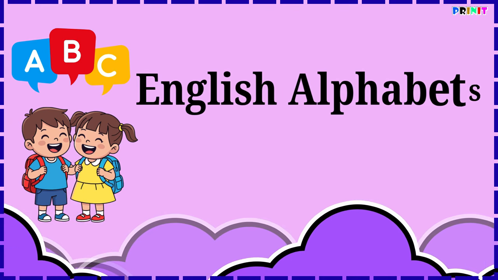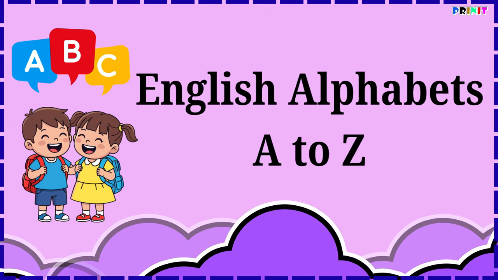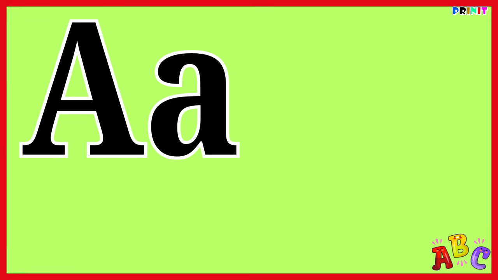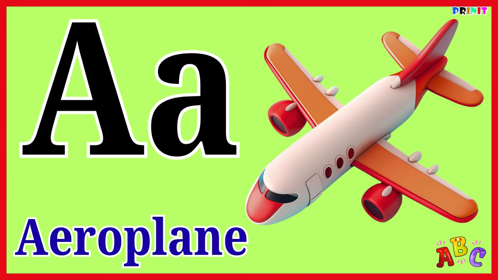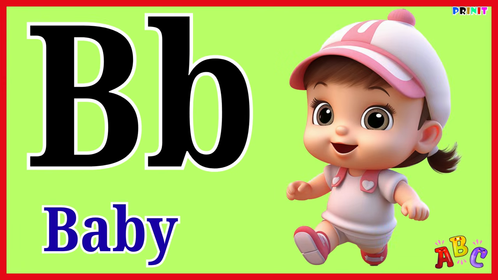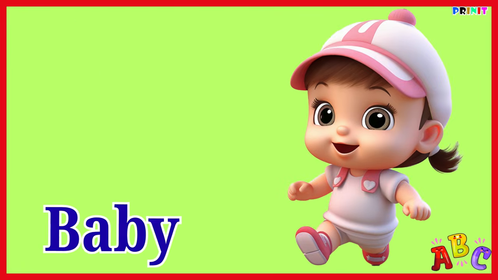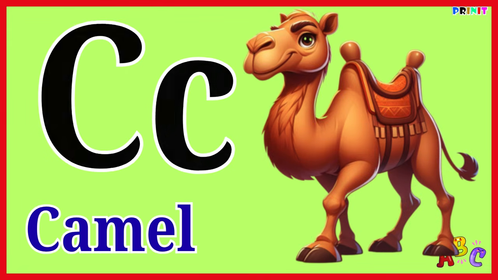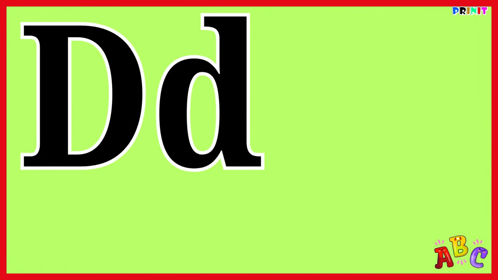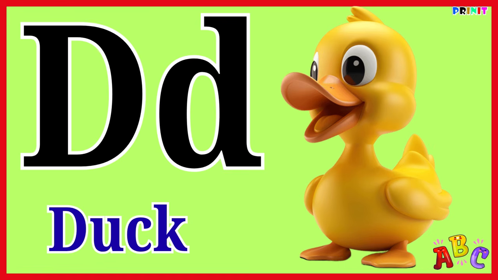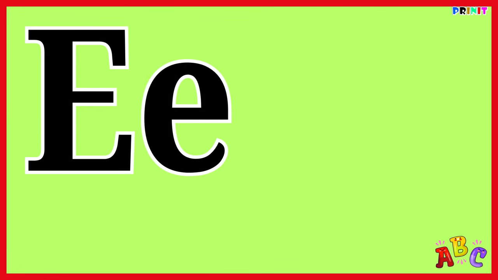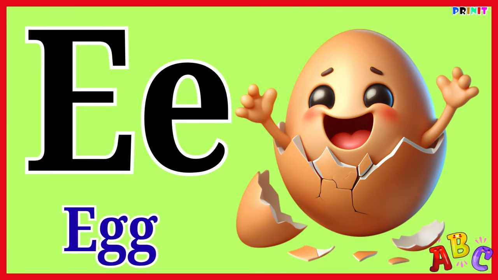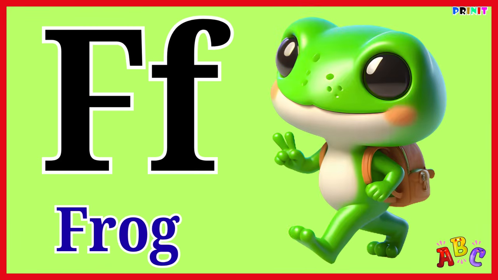English alphabets. A to Z. A for aeroplane. B for baby. C for camel. D for duck. E for egg. F for frog.